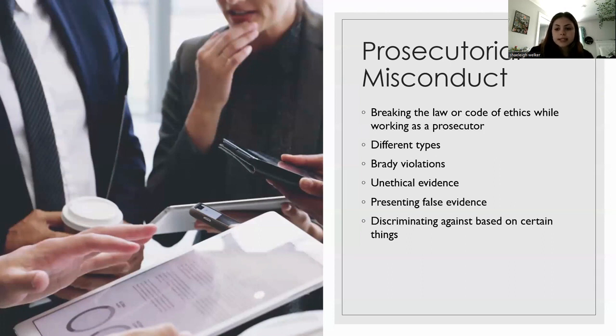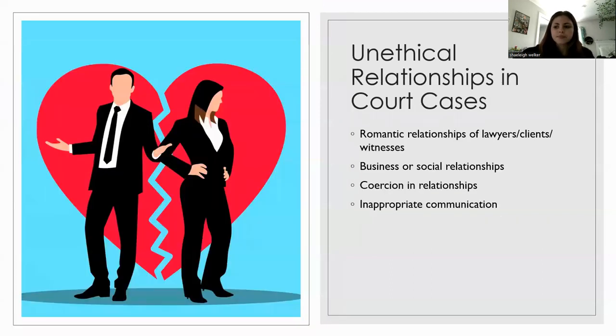Unethical evidence is another problem, which is just introducing evidence that was collected unethically. If this is used, the case could be turned over, and the same goes for presenting false or misleading evidence. And they cannot discriminate against the defendant based on age, race, religion, and things such as that.